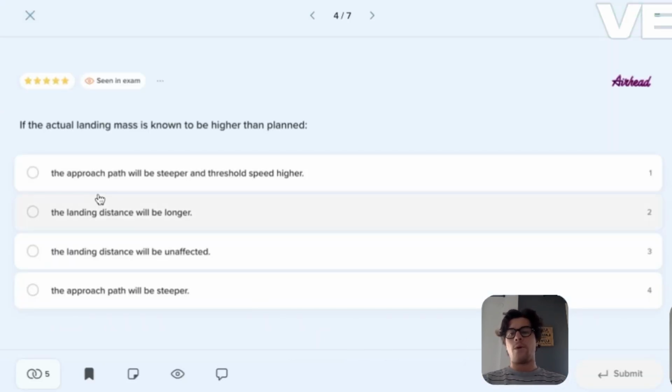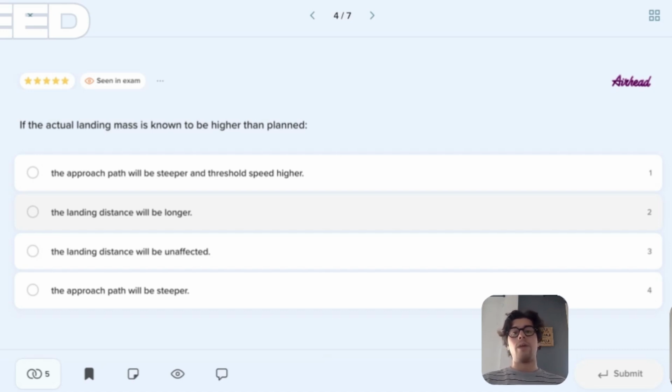Now, question number 4. If the actual landing mass is known to be higher than planned. So if we have a larger landing mass, or generally a larger mass of an aircraft, a lot of things can happen and will happen. So if the mass is larger, we have more inertia. So the aircraft will not only accelerate slower, but will also decelerate slower, meaning in the case of both takeoff and landing, the distances required will be larger.